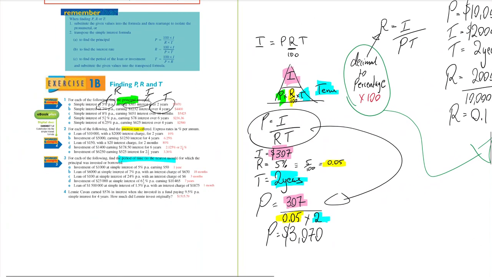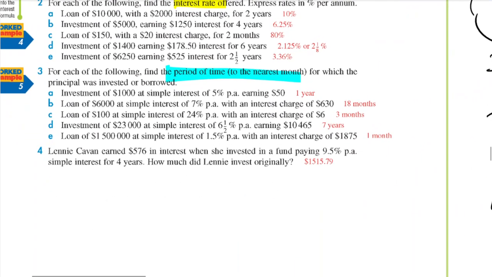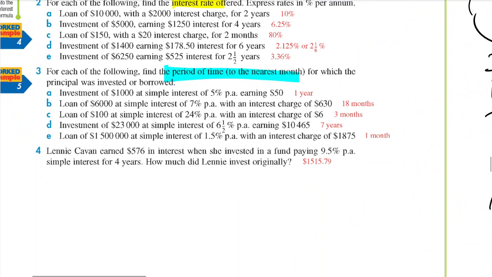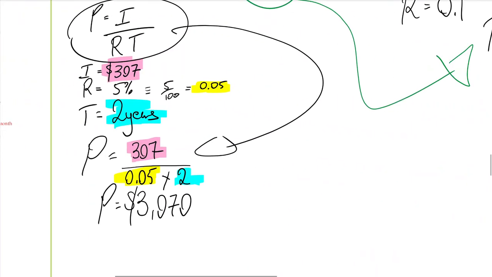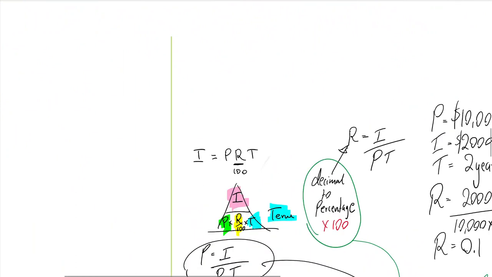Okay, let's do one more, and this is really important. So again, period of time, or you'll say how many years, or the term. It says investment of 1,000. What value is that? Is that the principal? Yes, that's my principal. Simple interest of, whenever you see that percentage, we know straight away that's R. Earning 50, which is the interest. Good. So again, that's our formula.